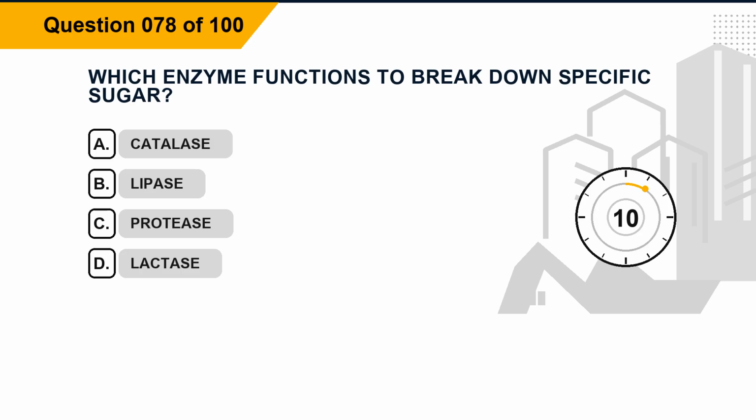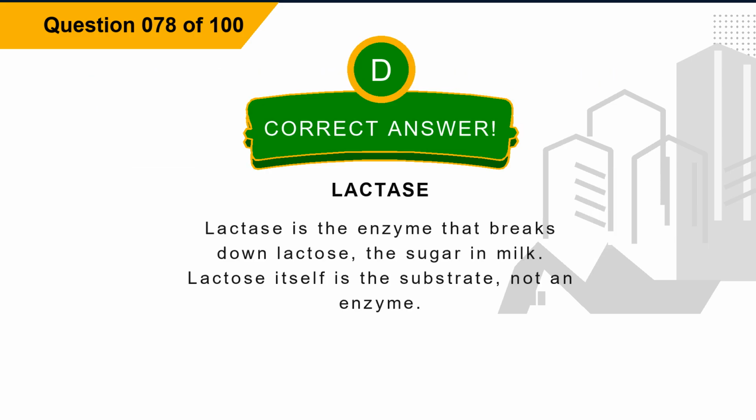Question 78. Which enzyme functions to break down specific sugar? Option A, catalase. Option B, lipase. Option C, protease. Option D, lactase. The correct answer is option D, lactase. Explanation. Lactase is the enzyme that breaks down lactose, the sugar in milk. Lactose itself is the substrate, not an enzyme.